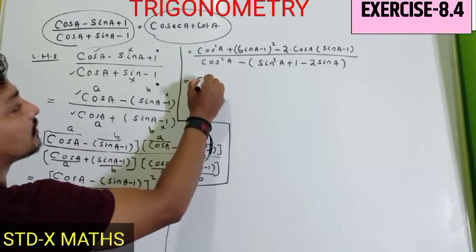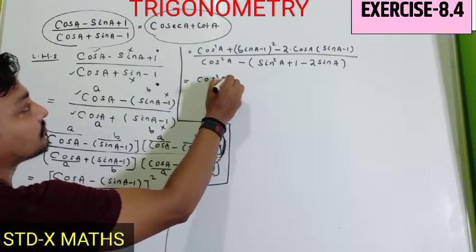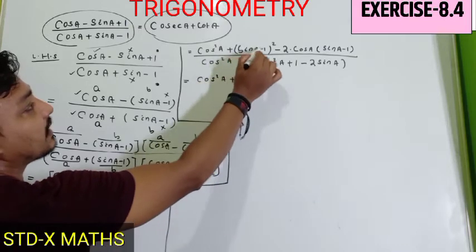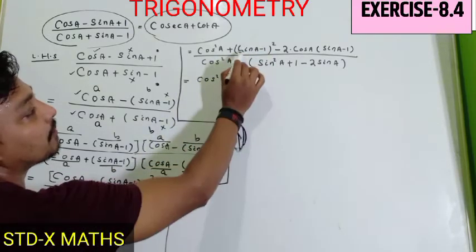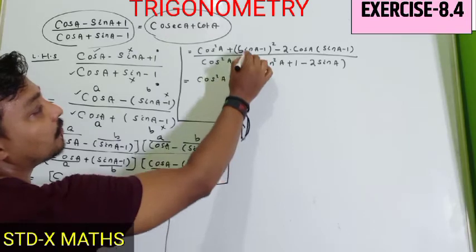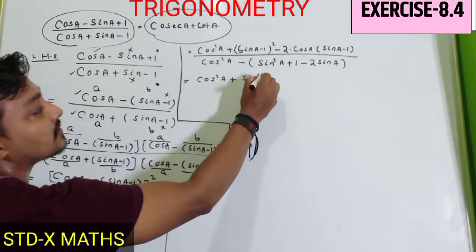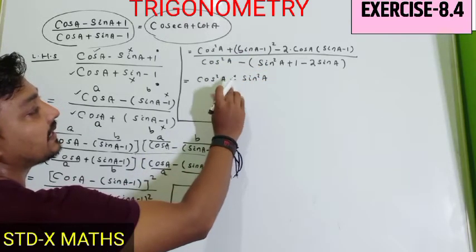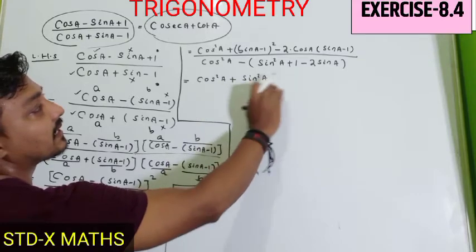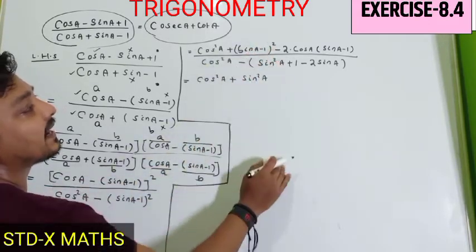Next one, here we will open the bracket: cos square a, here sin a minus 1 whole square, a minus b whole square, I will open it as sin square a. As it is the plus sign, no need to change the sign, directly I am writing by opening the bracket at a time.